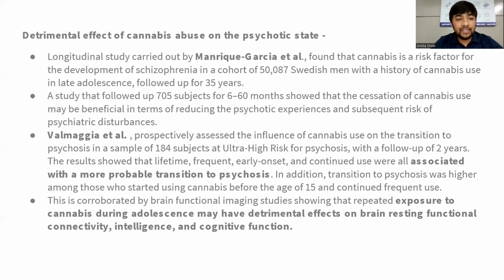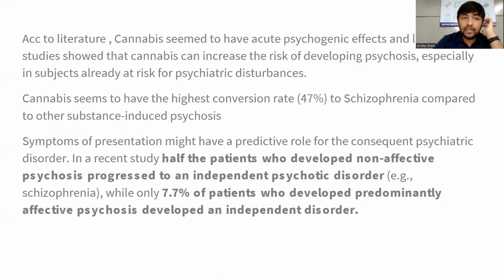So basically, in other studies carried out by Valmagia and other people, the results showed that lifetime frequent, early onset and continued use were all associated with the more probable transition to psychosis. This is corroborated by a brain functional imaging study, which showed that repeated exposure to cannabis during adolescence may have detrimental effects on brain resting functional connectivity, intelligence, and cognitive function. According to literature, cannabis seems to have acute psychogenic effects, as we have been discussing. And longitudinal studies also show that cannabis can increase the risk of developing psychosis, especially in subjects already at risk for psychiatric disorders. Cannabis seems to have the highest conversion rate to schizophrenia compared to other substance-induced psychotic disorders.